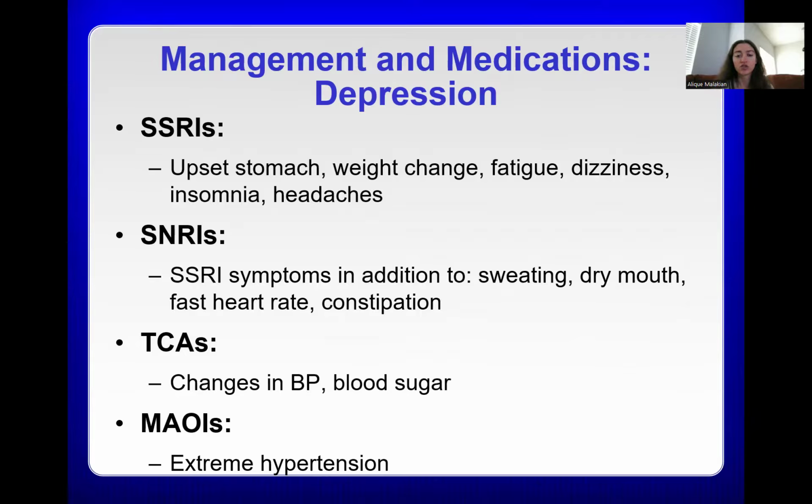So, just like any condition we've talked about, knowing what medication your clients are taking would be extremely helpful for you. And again, we're talking about depression as a comorbidity. So, that means that they have another chronic condition, which they're probably taking medication for. So, yeah, definitely take note of that.